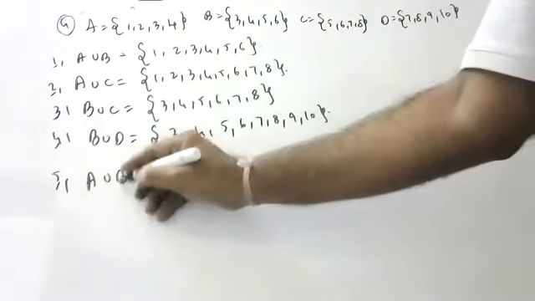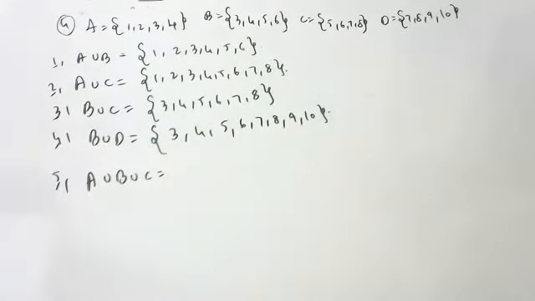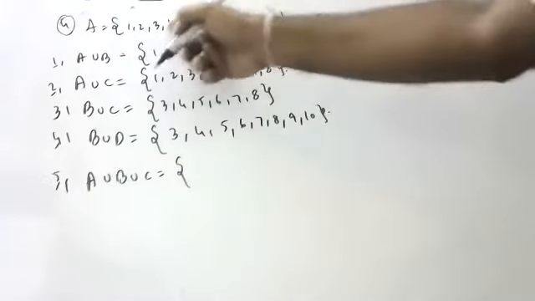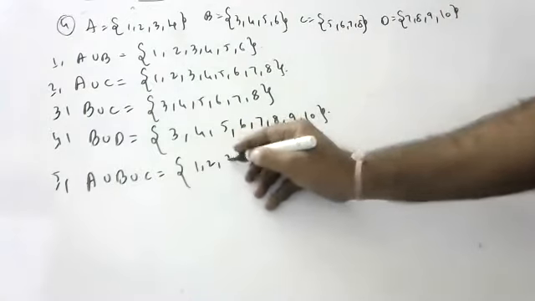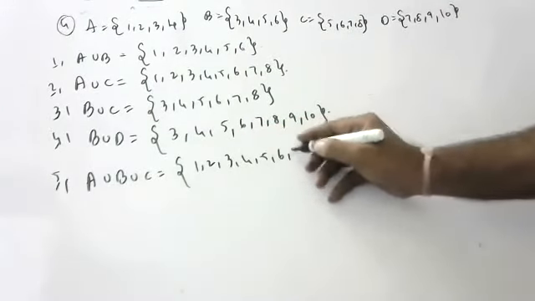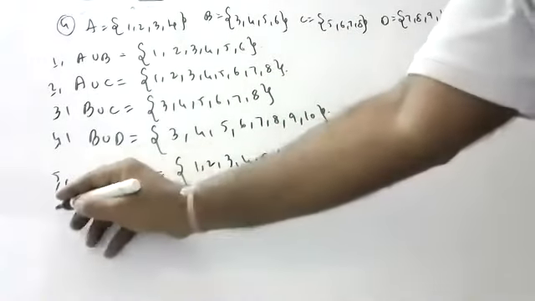Okay. Next, children, question is A union B union C. When a question like this comes, write all the elements of A, B, C without repetition. 1, 2, 3, 4, 5, 6, 7, 8. Don't repeat them.